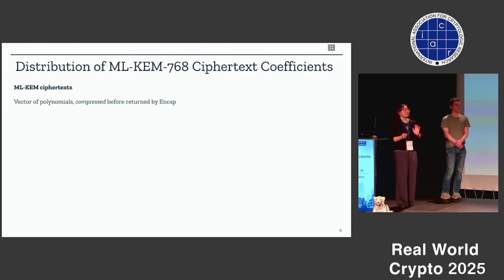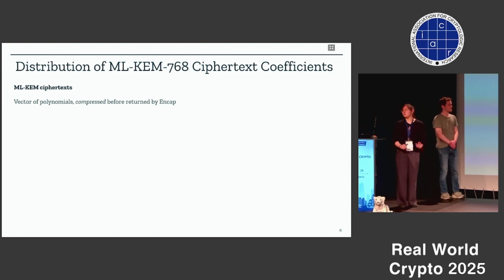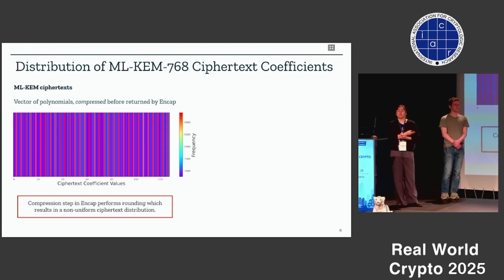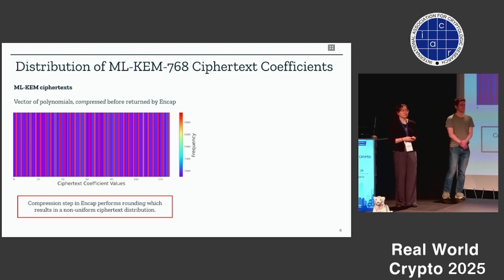So what about ciphertexts? You might think it's basically the same thing, but no, life is not that easy. These vectors of polynomials are actually compressed before being returned by encapsulation. What this compression does is some rounding, where the output space does not evenly divide the input space. So if we look at the distribution of the coefficient values in the ciphertext, certain values of coefficients at a set period will appear more often than others.